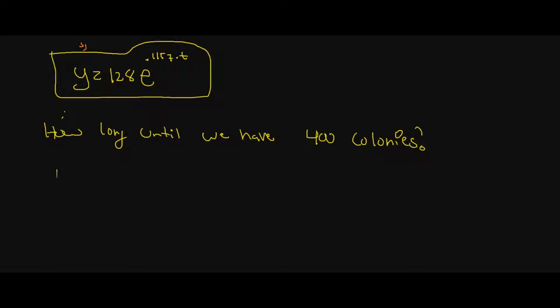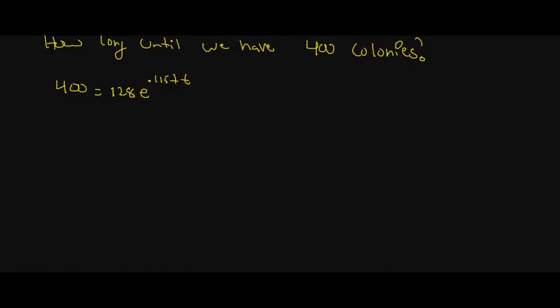Okay, well, let's plug the 400 in for the y, and we get 400 equals 128 e to the 0.1157 times t. And look, it's almost the same process. We want to find how long. Well, that's what t represents. So we divide both sides by 128, and we do 400 divided by 128.